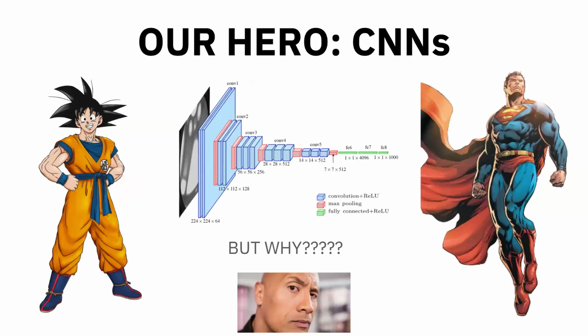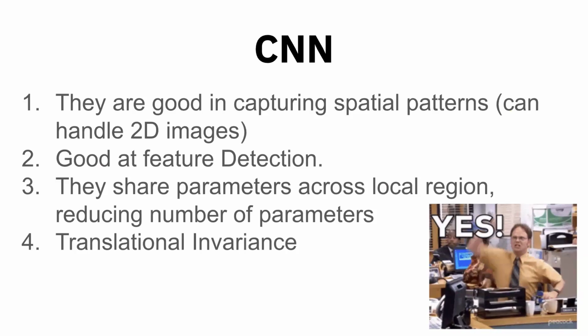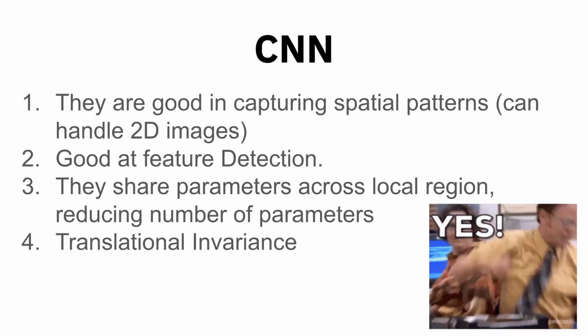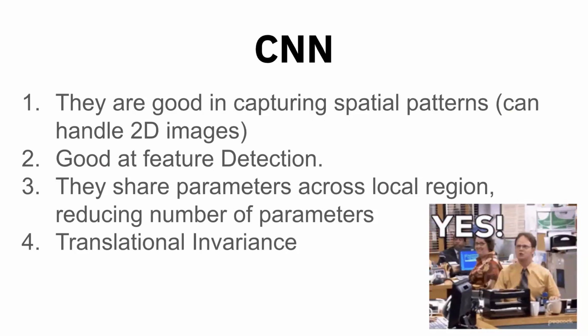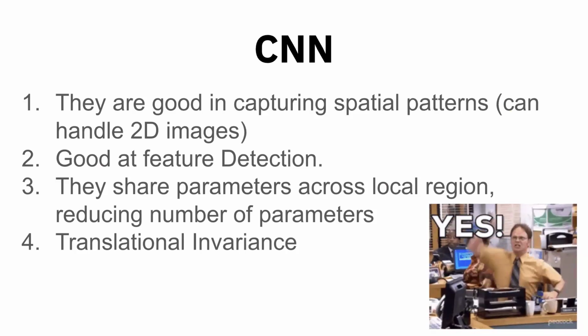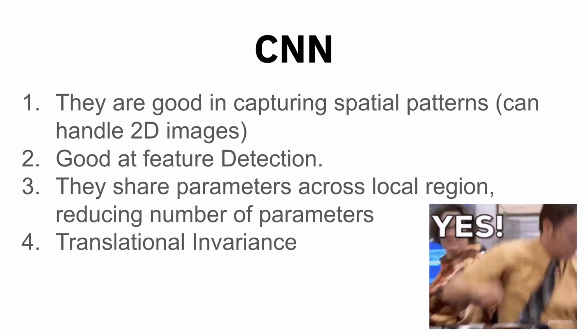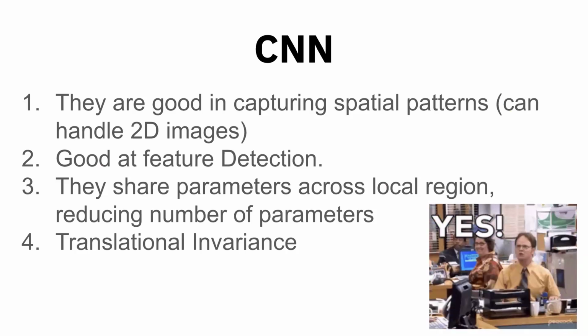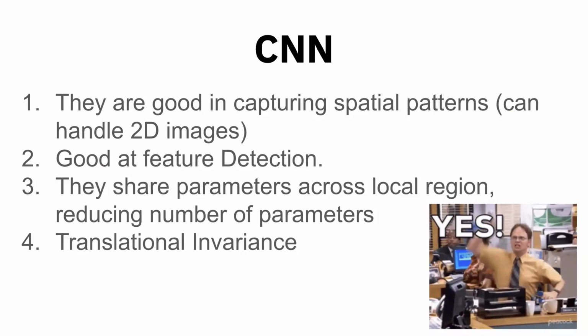So what is the hero for this? CNNs. But what are CNNs? Why CNNs? Even The Rock is confused over there, or if you want to know him, Dwayne Johnson. CNNs are really good at capturing spatial patterns, especially well known for handling 2D images, because you use something called kernels to convolve through your images.